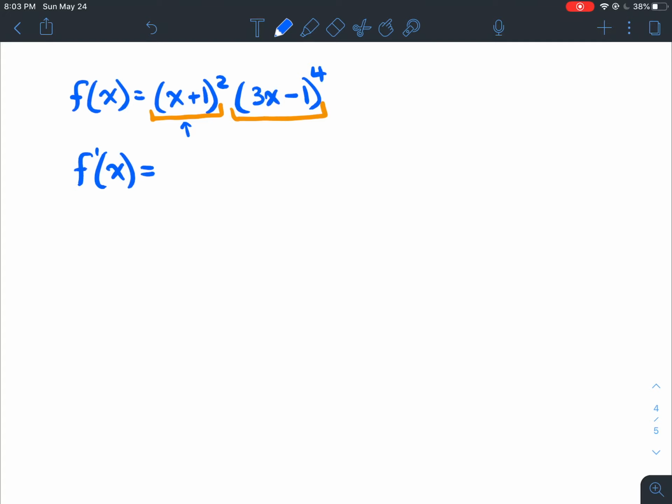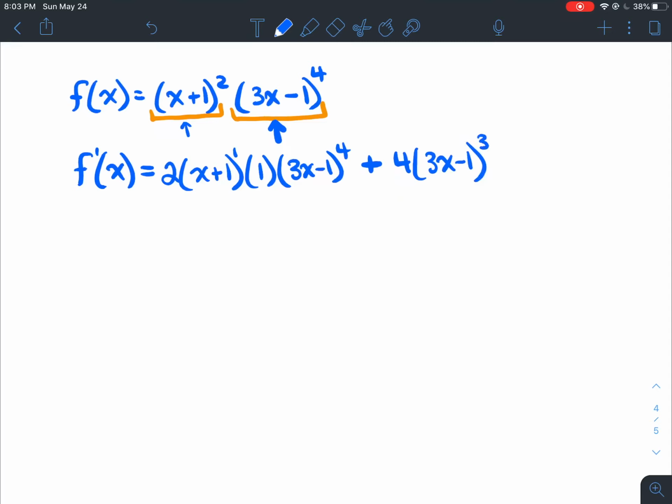So let me do that. If I'm going to take the derivative of that, it would be 2 bracket (x + 1) to the power of 1, because 2 minus 1. Then I find the derivative of the inner function, which is just 1. Then I multiply it by this guy, (3x − 1) to the power of 4. Plus, okay, now I take the derivative of this guy. So I use chain rule, so it becomes 4 bracket (3x − 1) to the power of 3. Then I find the derivative of the inner function, which is just 3. And then I multiply it by the first part, (x + 1) squared.